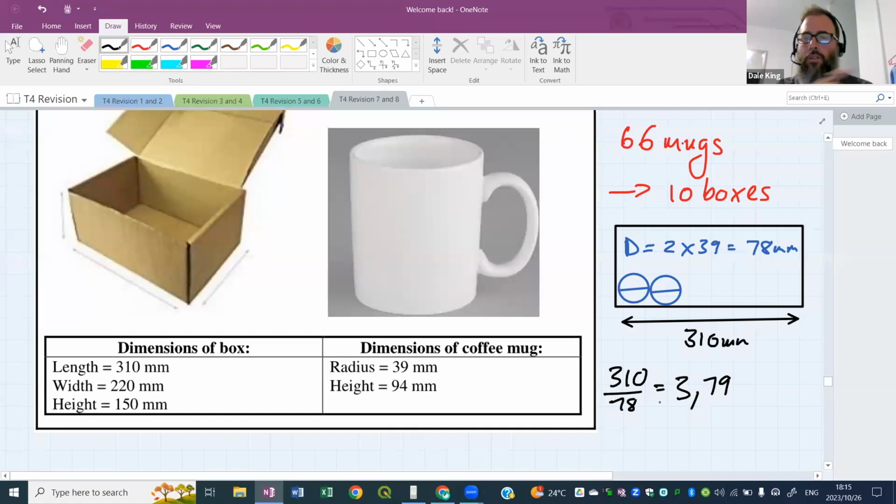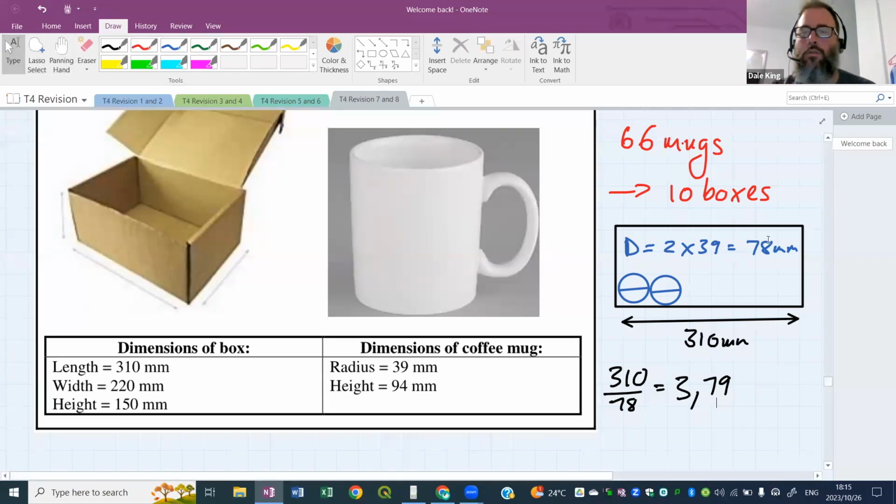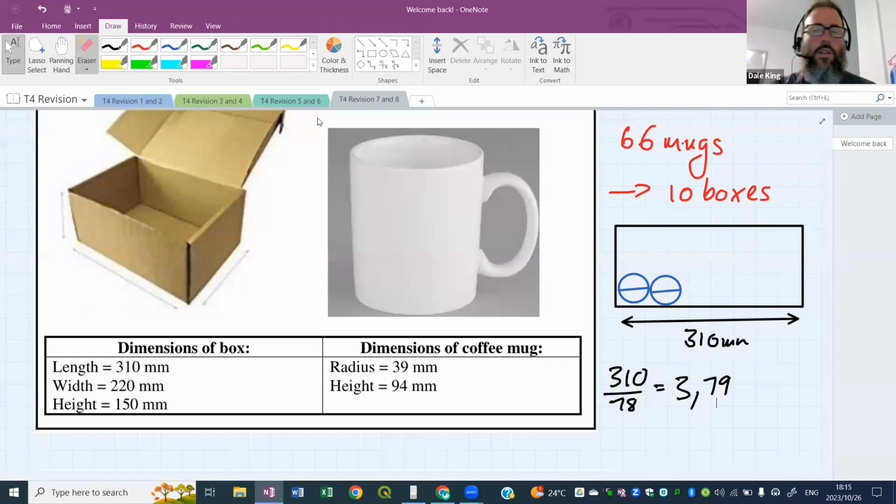So we're taking the whole length of the box and cutting it up into mug spaces. And it says here we can fit 3.97. Now, be careful. That's not 4. Do not round up to 4 mugs. There will not be space for 4 mugs here, only space for 3 mugs and a bit. So, in actual fact, let me change this picture a little bit. I'm going to make this rectangle smaller.